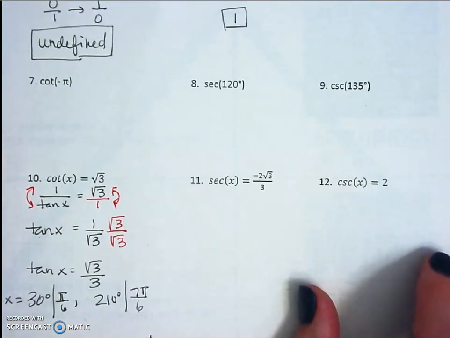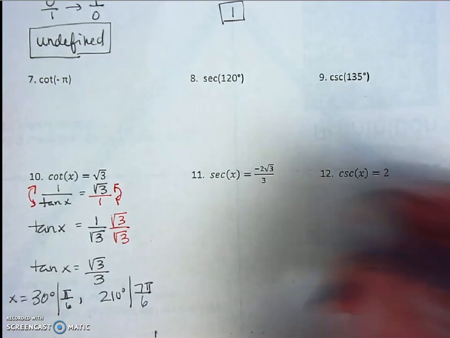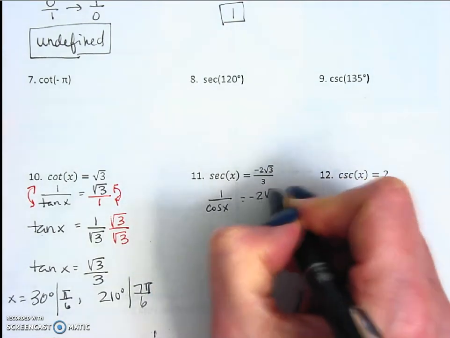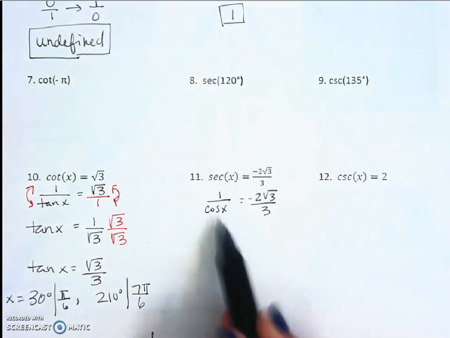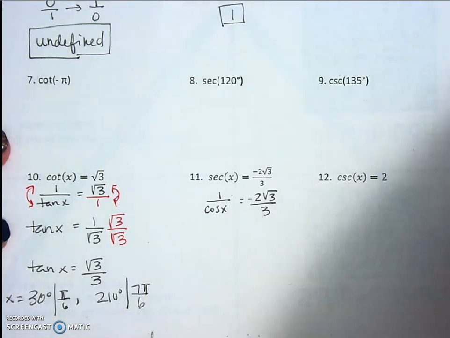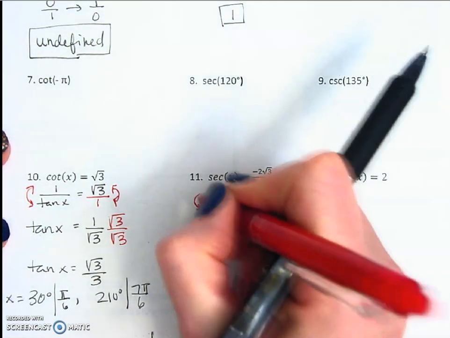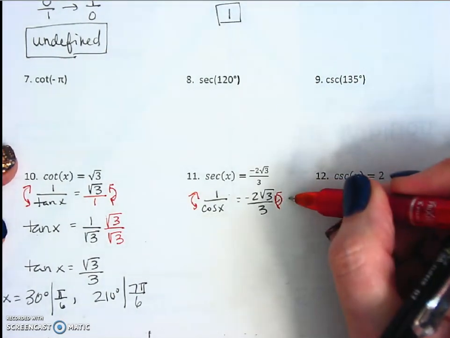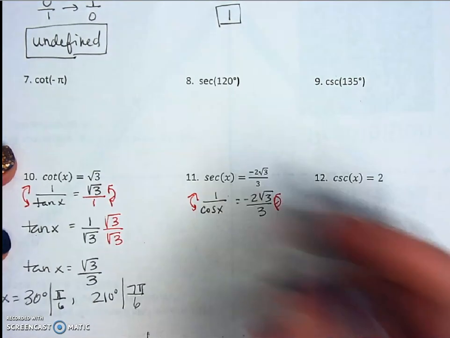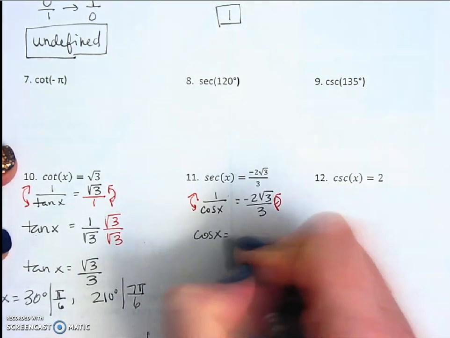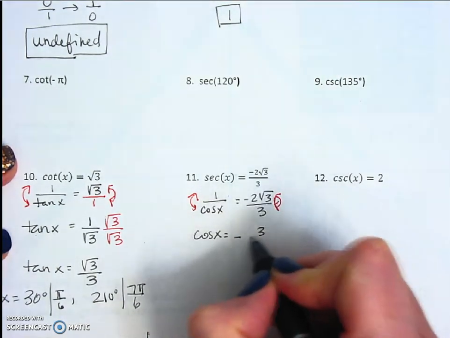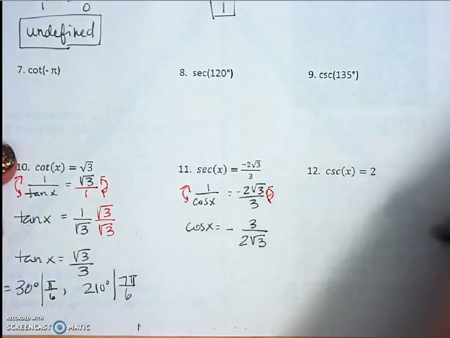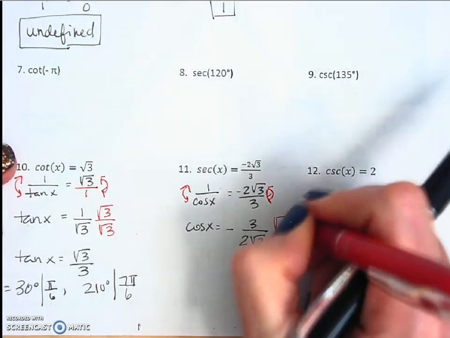Okay, so I'm going to work 11 the same way. Secant is 1 over cosine. I want to get this x up in the numerator to help me solve. So I'm going to flip both sides of my equation. Those are double arrows, by the way. Came out looking weird. So cosine x equals negative 3 over 2 rad 3. Again, can't have the radical in the denominator, so I'm going to rationalize it.